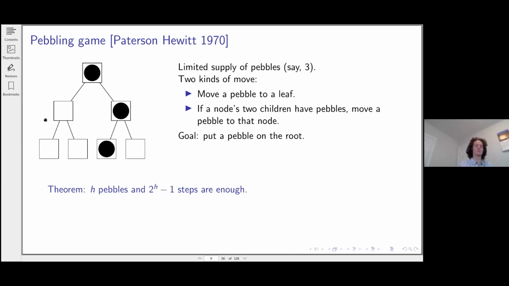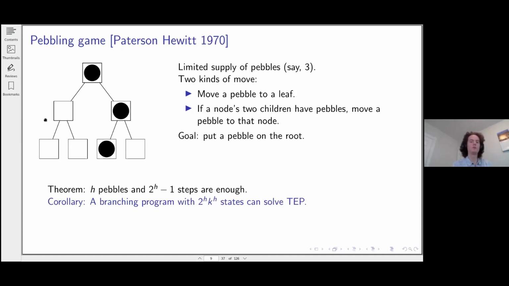So this theorem gives us a corollary about the tree evaluation problem, which is that you can solve the tree evaluation problem using a branching program. The strategy turns into a branching program like this. Every step of the game turns into a new layer of the program. And the positions of the pebbles at any point in the game tell us what that layer is remembering.